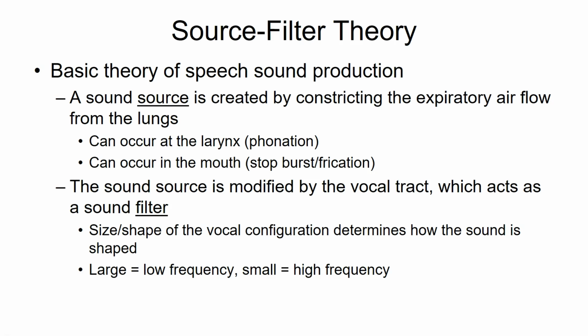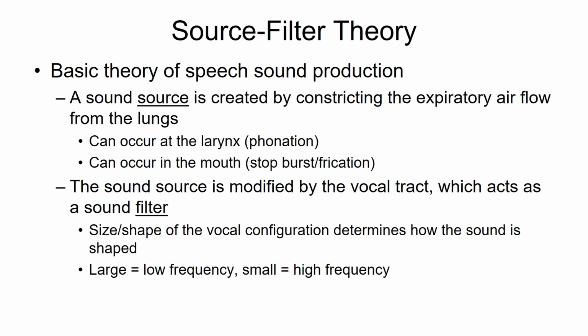source filter theory. The basic idea is that we have some sort of sound source that happens by constricting expiratory airflow from the lungs. In your classic case, this occurs at the larynx with phonation, like for vowel sounds like ah, or resonant consonant sounds like m. But sound sources can also be created in the mouth for some of our consonant sounds, like the burst in a t, or the frication noise in an s.